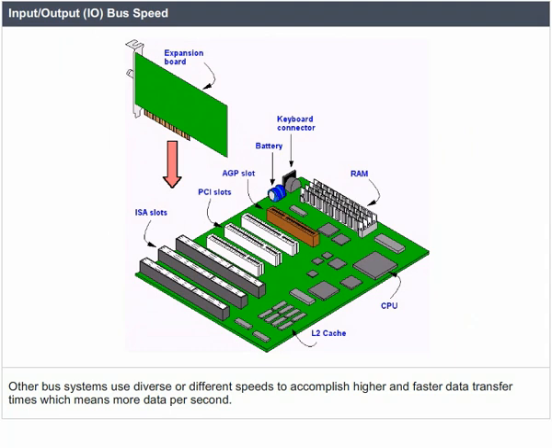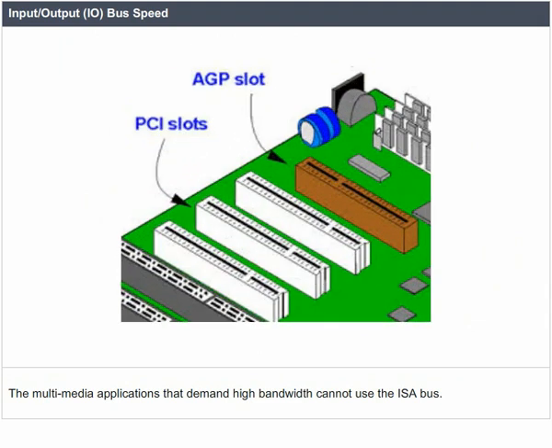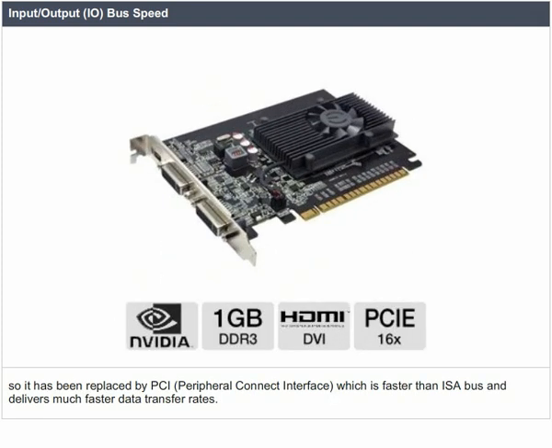Other bus systems use different speeds to accomplish higher and faster data transfer times, which means more data per second. High bandwidth is very necessary for high-resolution graphic displays, sound, and video. The multimedia applications that demand high bandwidth cannot use the ISA bus, so it has been replaced by PCI, Peripheral Component Interconnect, which is faster than the ISA bus and delivers much faster data transfer rates.